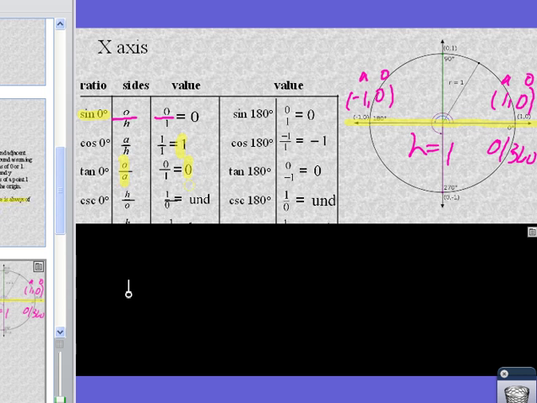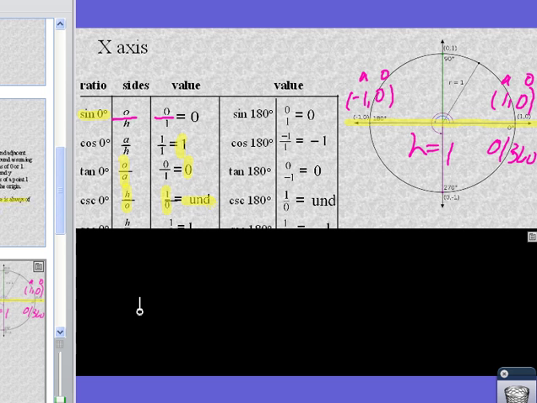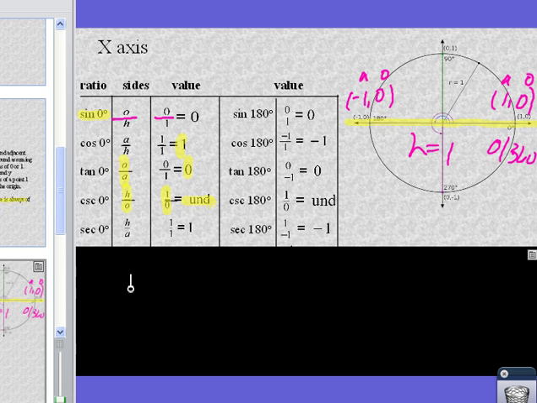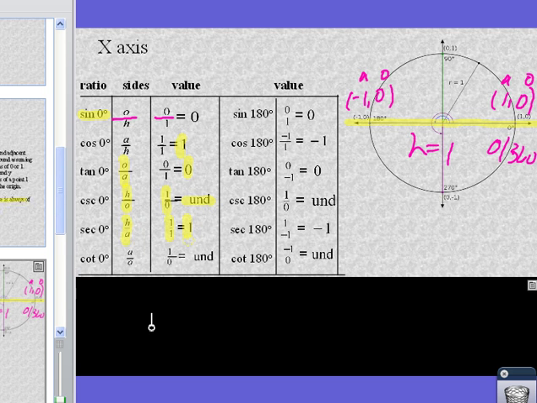Notice our cosecant. Our cosecant is hypotenuse, which is 1, over opposite, which is 0. Whenever you have a 0 in the denominator, it's undefined, and that is, in fact, the value for cosecant of 0. It is undefined. If you tried to put it in your calculator, you would get an error. Secant is hypotenuse over adjacent, which is 1 over 1, gives you 1. Cotangent is adjacent over opposite. So again, you get 1 over 0, which is undefined.